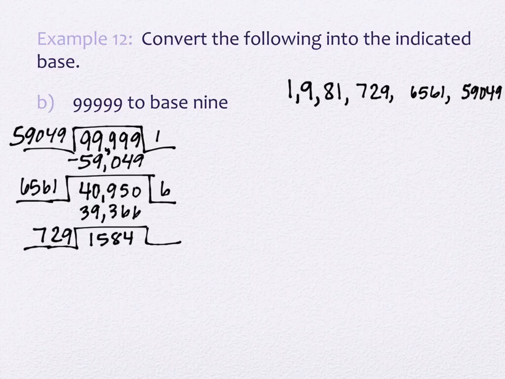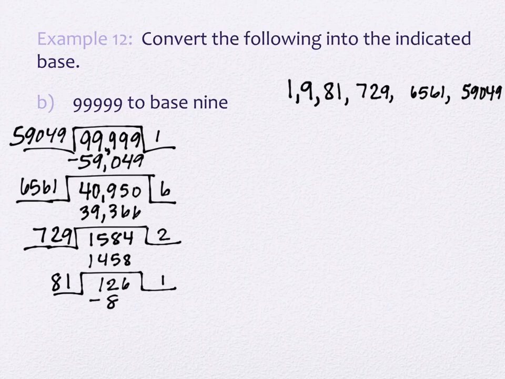So how many times does 729 go into 1,584? Twice. And 729 times 2 is 1,458. So if we subtract that one, what do we get? 126. So after 729, the next lower is 81. So that goes in once. 126 minus 81 is, what's my next step to divide by? 9. And how many times does 9 go into 45?